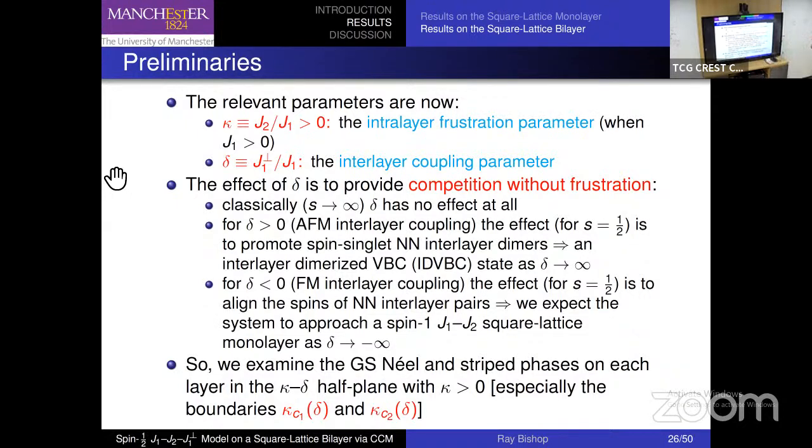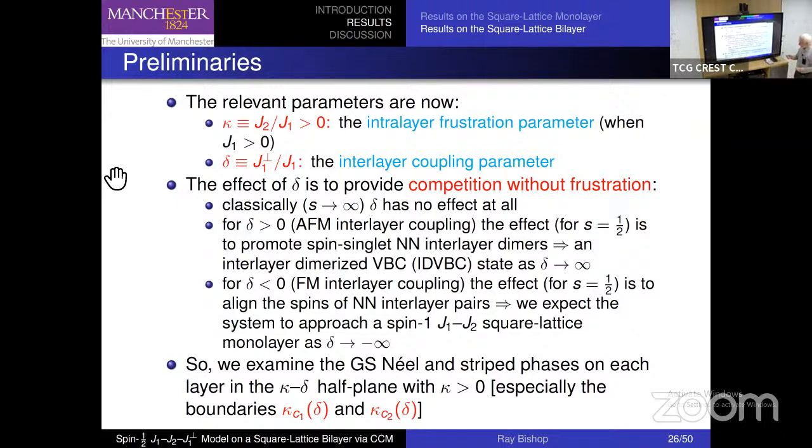Now, the effect of delta is quite interesting because it provides competition without frustration, are the words the experts would use. Why is it not frustrating? Well, classically, it's got no effect whatsoever. Whatever you put between the layers doesn't affect what goes on in the layers. Quantum mechanically, for sure it does.